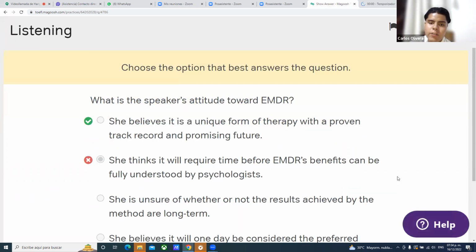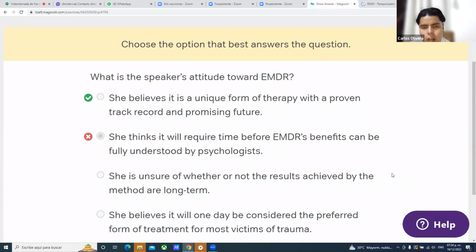What is the speaker's attitude towards EMDR? She believes it is a unique form of therapy with a proven track record and promising future. She believes it is a unique form of therapy with a proven track record and promising future, right?